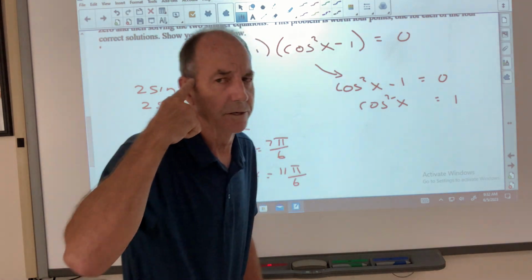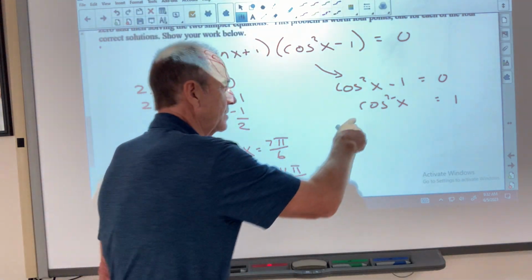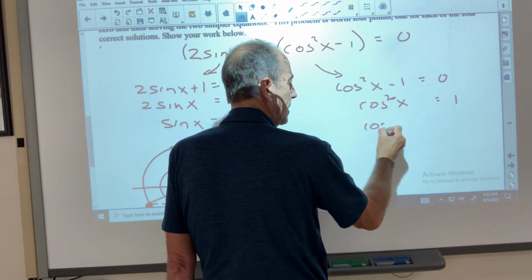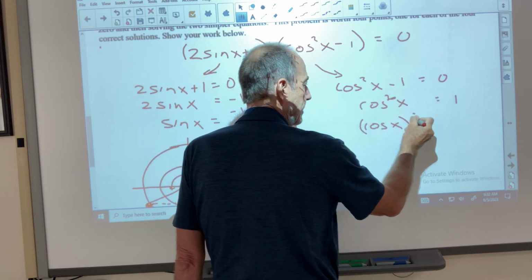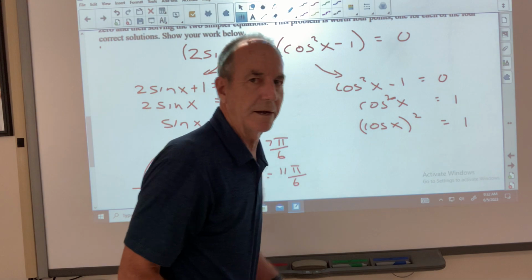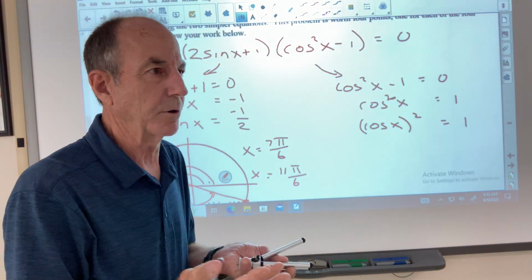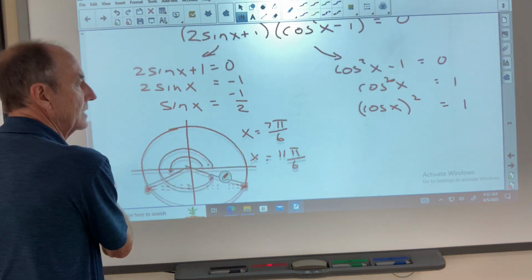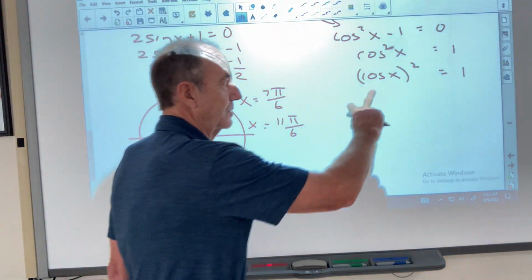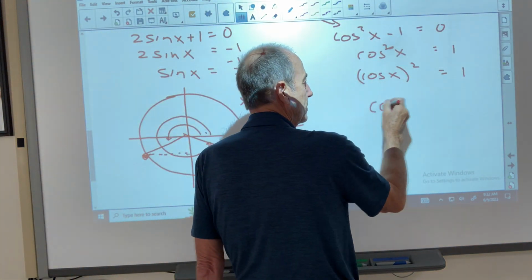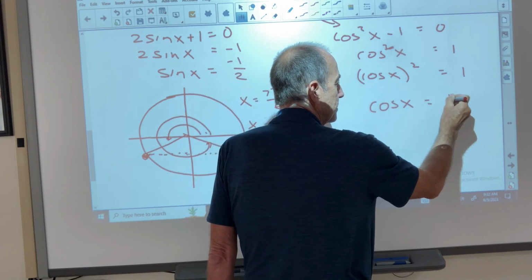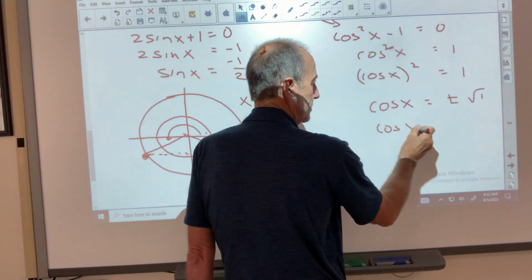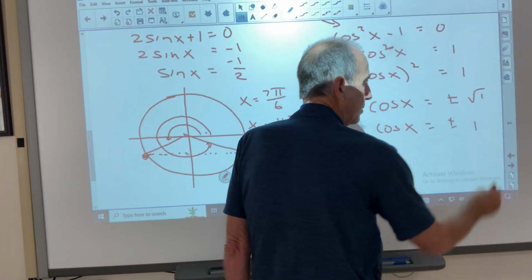Now here you needed to know a little bit about notation. This cosine squared of x means this. It means the cosine of x quantity squared is equal to 1. So we have this power equation here. We're going to take the square root of both sides. So whenever you take the square root of both sides, you need to do plus and minus, right? So now we're going to have the cosine of x is plus or minus the square root of 1. So the cosine of x could be plus or minus 1.